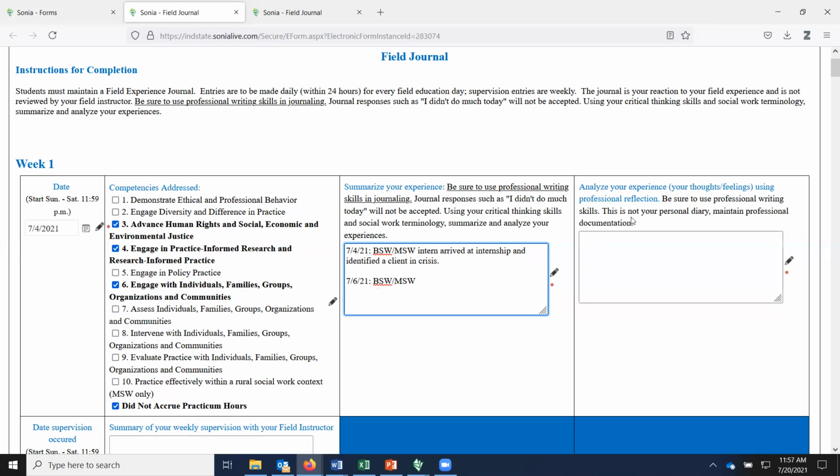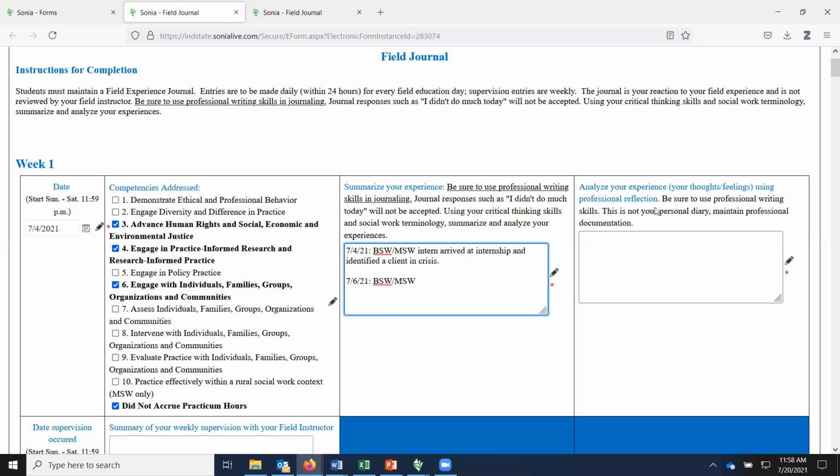Then you're going to come over to the analysis of your experience. Now, this is different than the summary, where we're requesting professional documentation. I tell my students I don't allow first-person writing in this part. So I don't say, "I went into work today." Under the summary, I always identify as the BSW or MSW intern, and everything is written in third person because that's the professional documentation you will need to practice in the field.